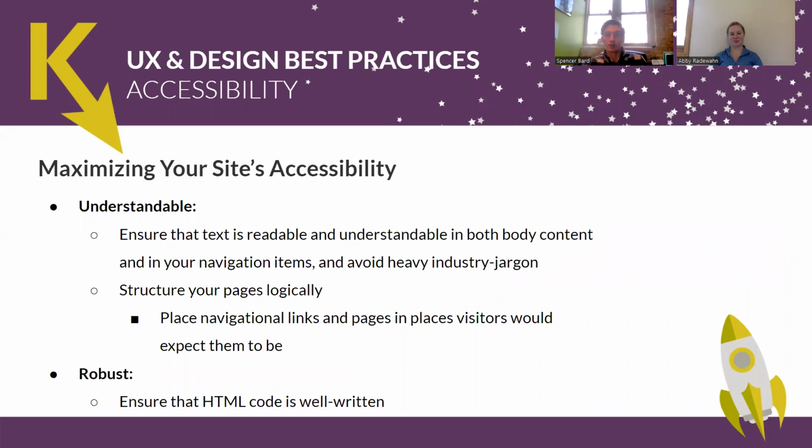The last two, understandable and robust. So let's talk about understandable quick. Making text content readable. That goes back to not choosing some crazy cursive font or text that looks like my handwriting. Make sure to pick an easy to read font. And along with that, make sure that your navigational items are clear and obvious. Don't use any cute language where it might be confusing for the user to click on or find what they want. And avoid using industry heavy jargon.